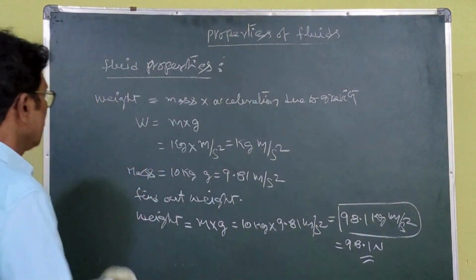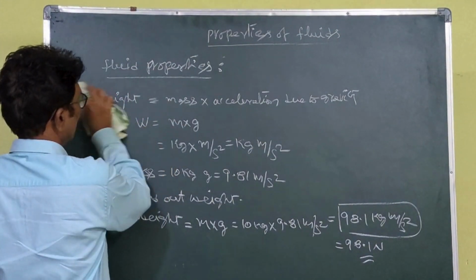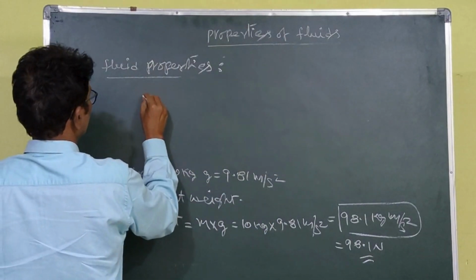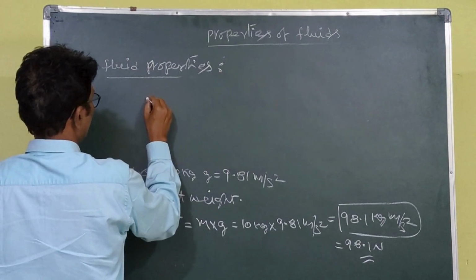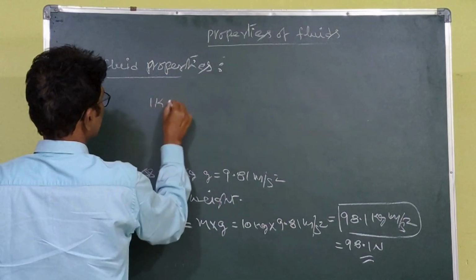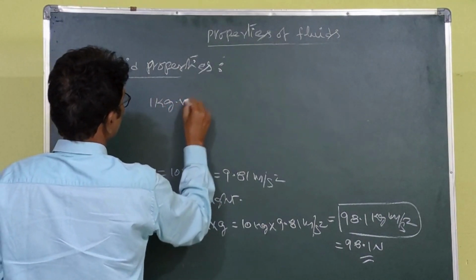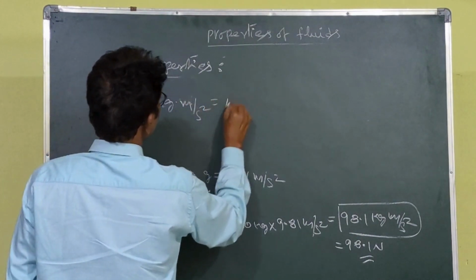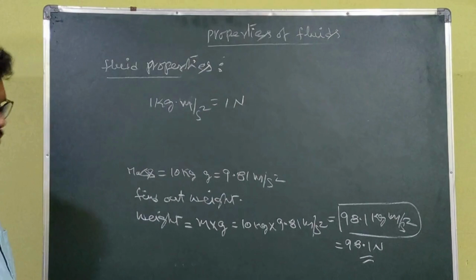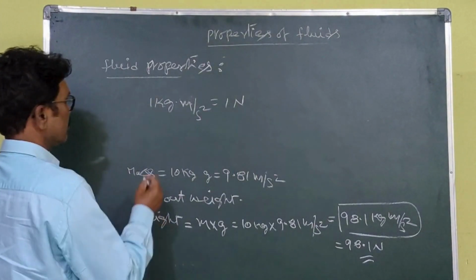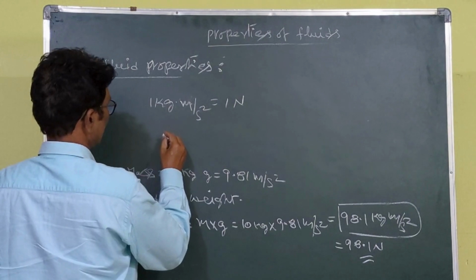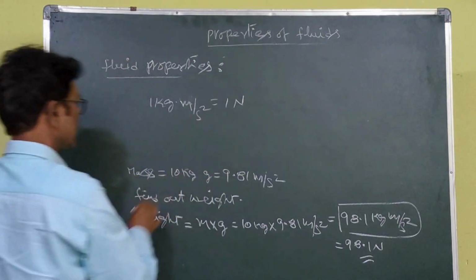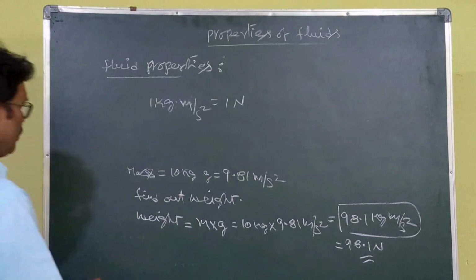Newton means 1 kg meter per second square equals 1 newton. So this you can understand here. Next we will get a detailed discussion.